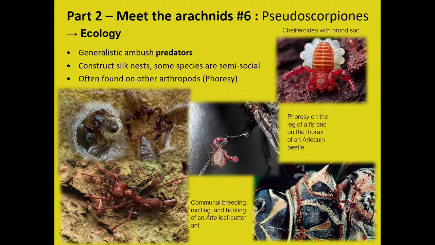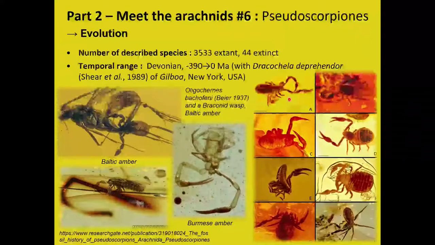They are well known for being phoretic. As you can see in these two pictures, they grab onto flies and beetles and use them to move quickly in the rainforest. This one is also living with mites and a beetle, so it can become quite complicated. They are known to be semi-social, also only predators.